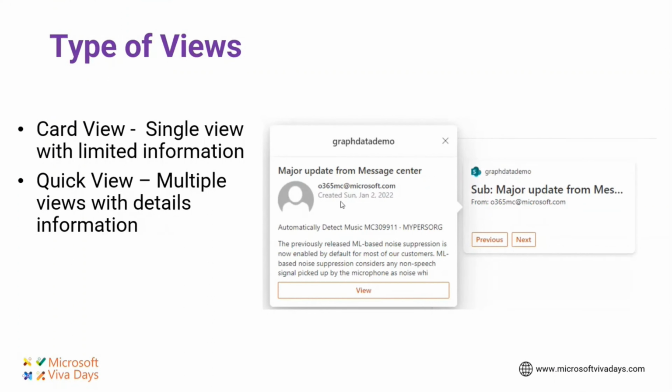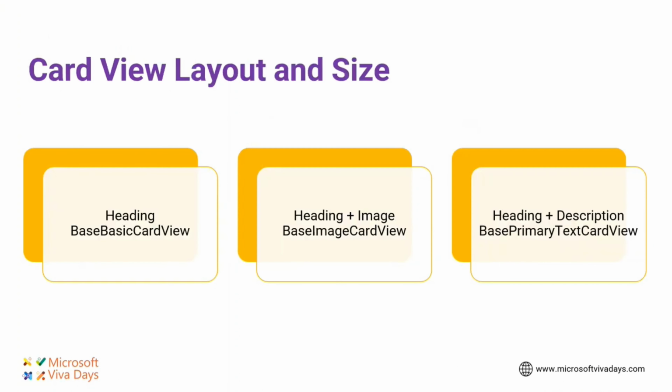The quick view gives us more flexibility and more control, wherein we can display detailed information of the particular item or context the card view is displaying. We use the adaptive card JSON schema for how the adaptive cards are rendered in the quick view. So anything and everything which is possible in adaptive cards, we can use and render in our quick view.